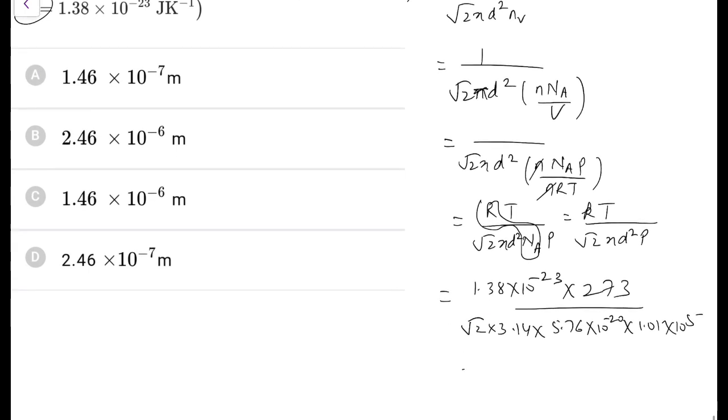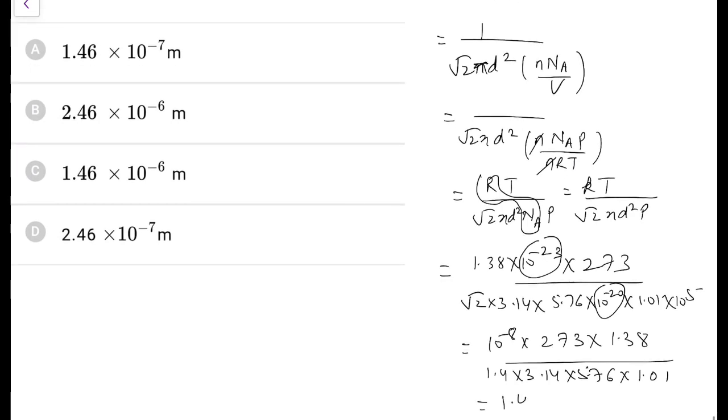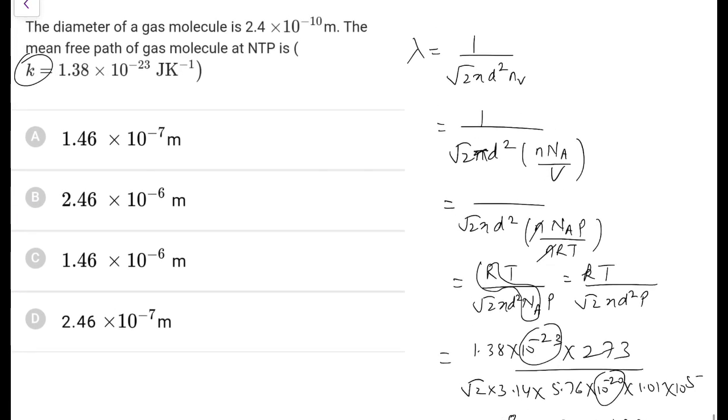So what we are left with now, you have to do the calculation. It is not going to be an easy one for sure. Minus 23 minus 20, so I can write minus 3 and minus 5, so 10 to the power minus 8 into 273 into 1.38 over root 2 is 1.4 into 3.14 into 5.76 into 1.01. Going by all this, 1.38 and 1.4 roughly you can cancel, and if you do all this, it comes out approximately closer to 10 to the power minus 7. I have done it using a calculator, you should do it yourself.